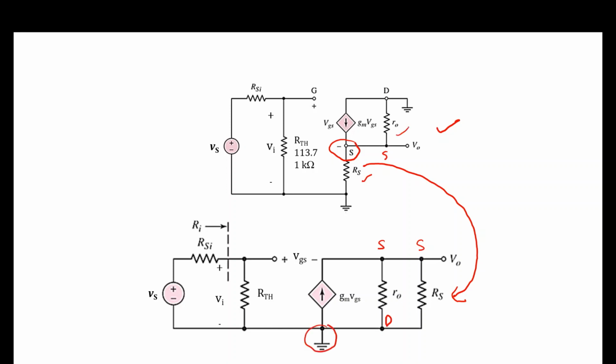The next one is the GM VGS, between source and ground, D and ground, and the arrow is pointed towards S. There is nothing over here, but VGS is measured between G and S, gate and source. That's your VGS, and VI is measured between gate and ground, right?